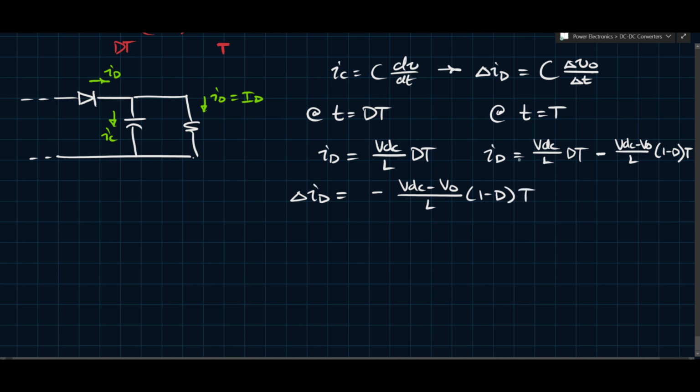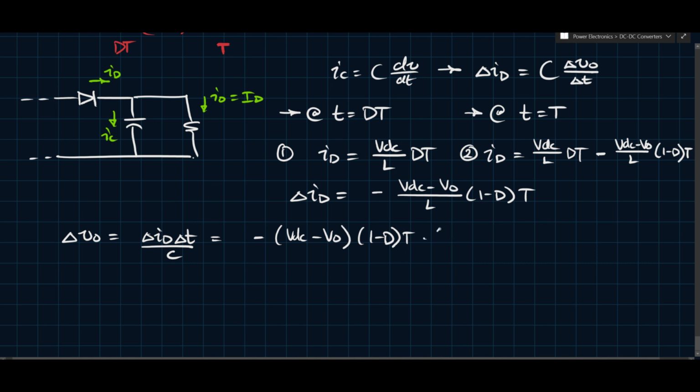All I've done is I've taken this second part. So we have this, and we have this one. We can call this 1, we can call this 2. I've just said 2 minus 1, and I end up with this expression here. So then I have delta VO is equal to delta ID delta T over C, and that gives me minus VDC minus VO times 1 minus d times T times 1 minus d times T, where the first one comes from the expression, the second one comes from the actual time, and this will be divided by LC.